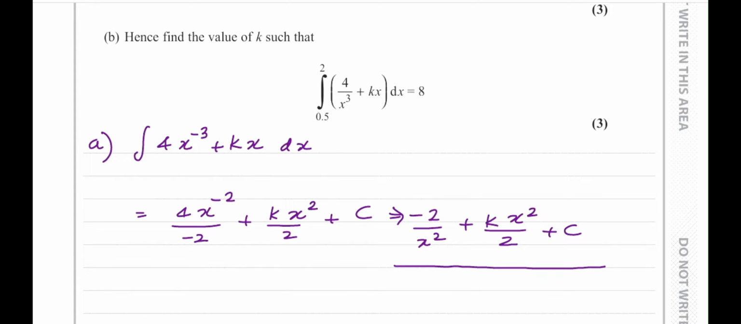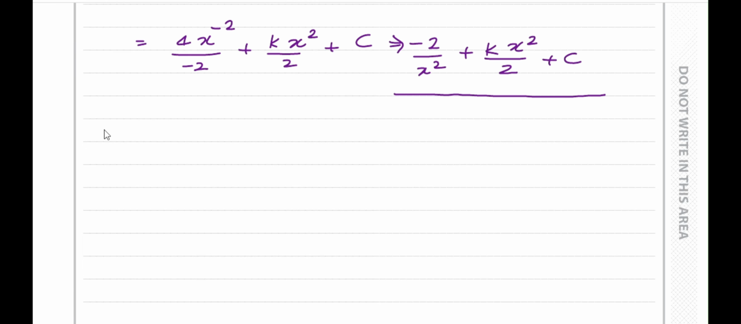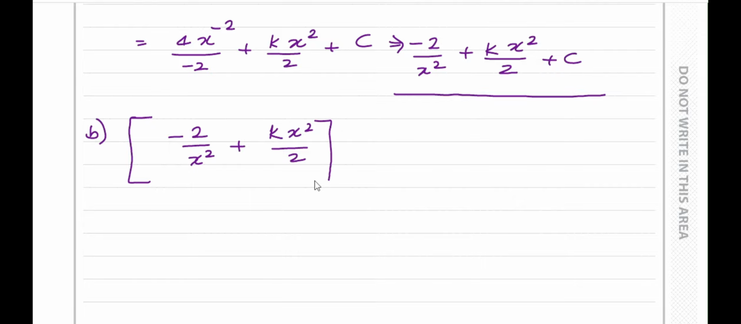Part B. Hence find the value of k such that the integral between 0.5 and 2 of the expression is equal to 8. We have already done the integration part. What we now have to do is just evaluate and solve. So for evaluation, let us start with a square bracket, minus 2 over x squared plus kx squared over 2. We can leave out the c. Between 0.5 and 2, and that's given to be equal to 8 as per the question.